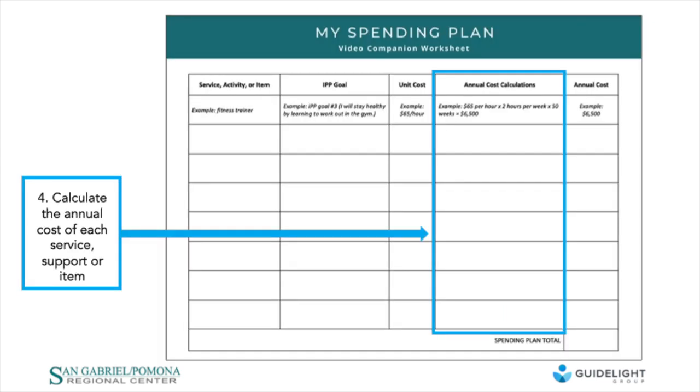Next, calculate the annual cost of each item in the second to last column on your worksheet.